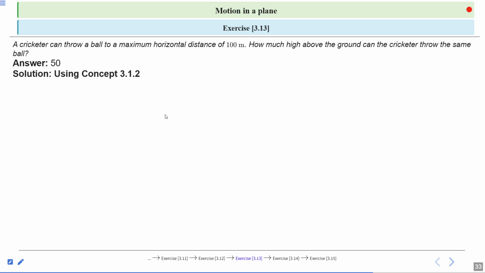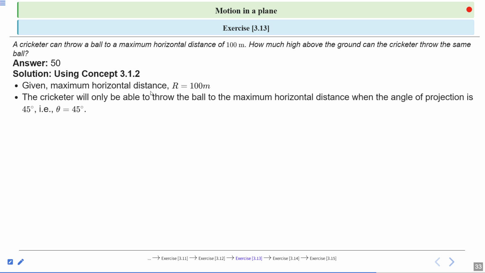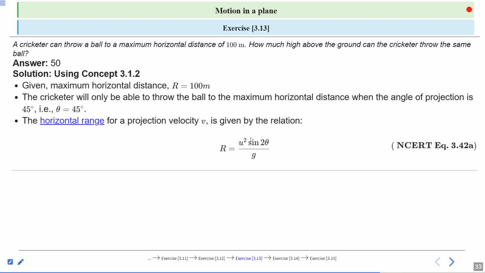Solution using concept 3.1.2. Given that maximum horizontal distance R equal to 100 meter, the cricketer will only be able to throw the ball to the maximum horizontal distance when the angle of projection is 45 degree. It means theta will be 45 degree. So the horizontal range for a projection velocity v is given by the relation R is equal to U square sine 2 theta divided by G. So this is the formula to calculate the horizontal range, and this is a very important formula. You need to remember this.